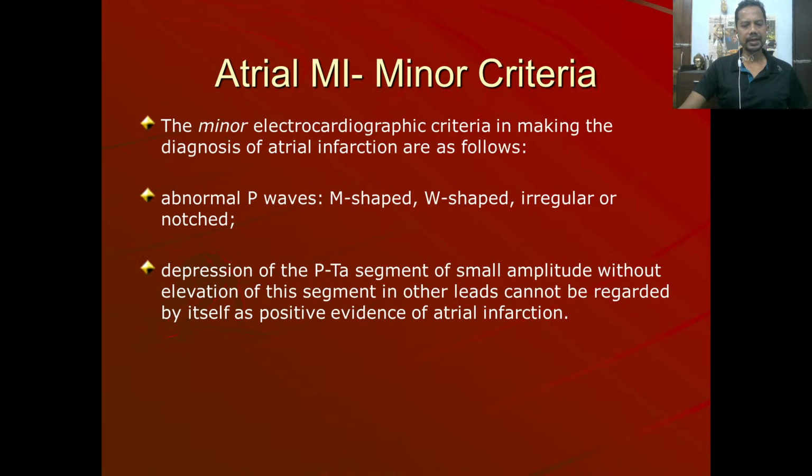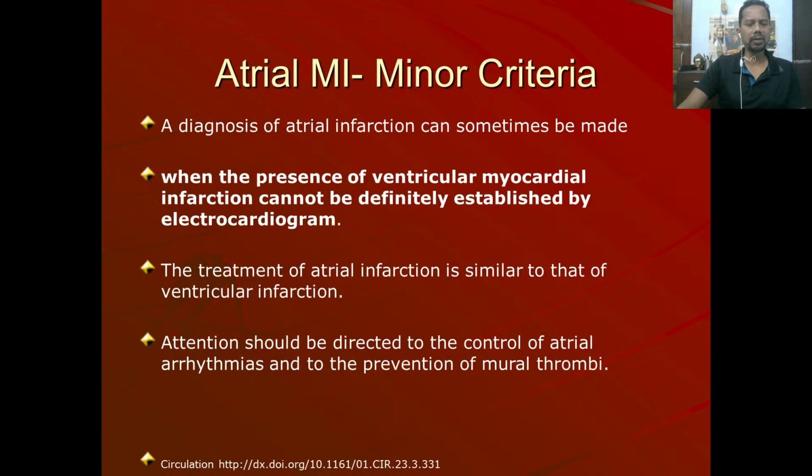Then the minor criteria. Sometimes these criteria might not be met fully, and the P wave is like this in V2 and biphasic in V1. So you look for M pattern, W pattern, irregular P wave, chest pain, trop T positive. So like that you have to conclude.